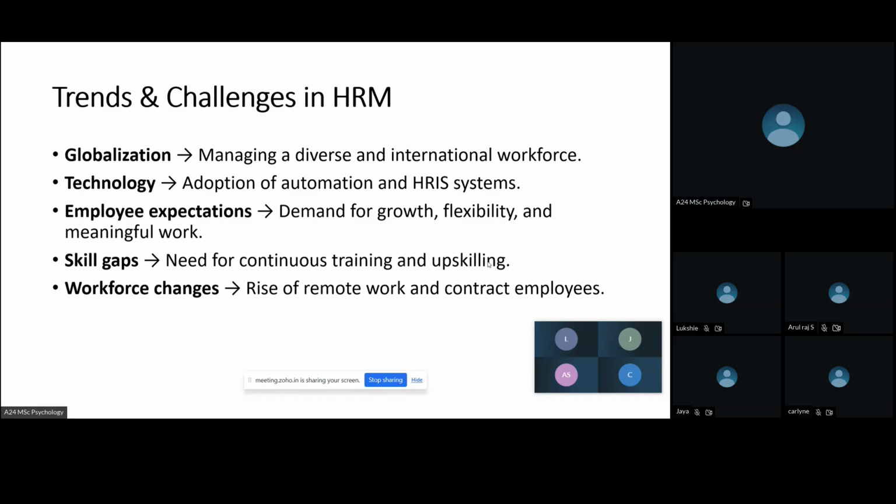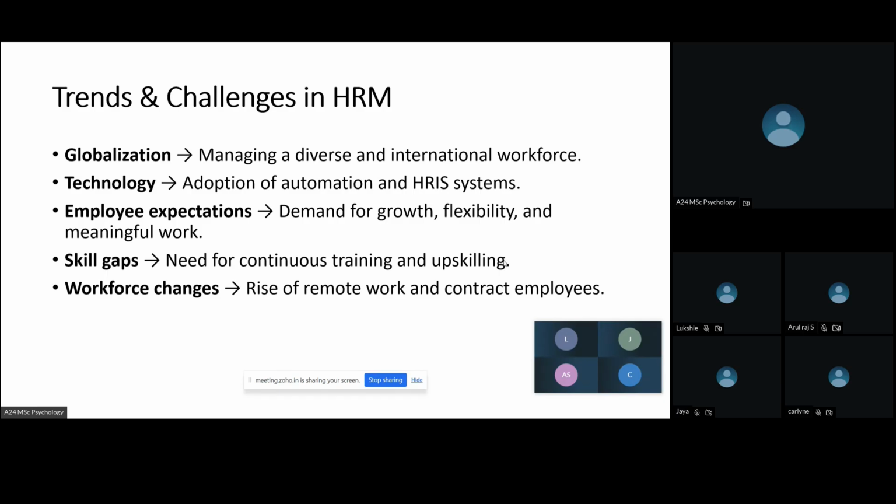And then skill gaps, we need to be continuously training and upskilling. For most of the companies, if you are working in IT, almost all of the companies are talking about AI these days. How we can implement AI in our work, what can AI do for us, how we can do this and that.